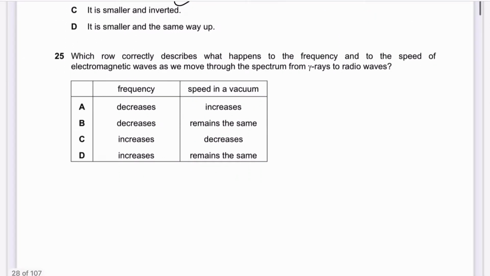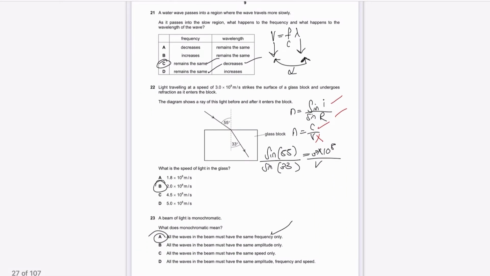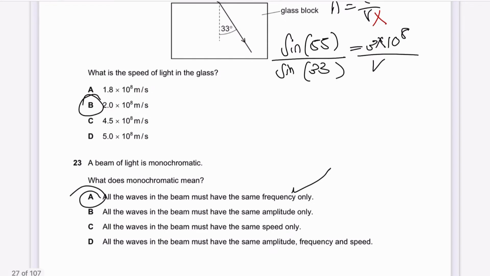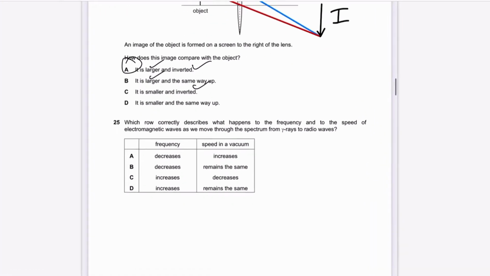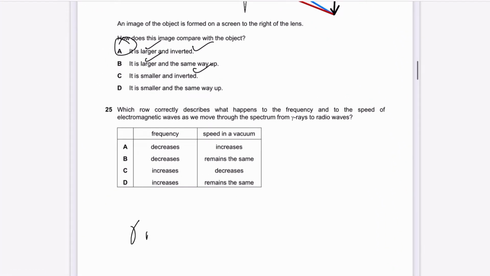25. Which row correctly describes what happens to the frequency and the speed of the electromagnetic waves as we move through the spectrum from gamma rays to radio waves? Now, I'm just going to draw the electromagnetic spectrum, and I feel like I did not describe this question correctly as well. I've been feeling this way, so let me just describe both of them at the same time. So let's start from gamma rays. Then we have X-rays, we have light. Then we have microwaves, radio waves. This is our entire electromagnetic spectrum.